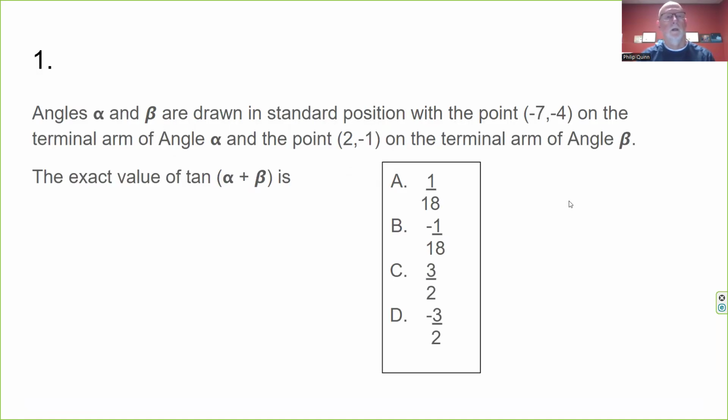Question 1. We've got two angles, alpha and beta, A and B, if you will. They're drawn in standard position with the point -7, -4 on the terminal arm of angle alpha and the point 2, -1 on the terminal arm of angle beta. So we're after the exact value of tan(A + B). Multiple choice question.